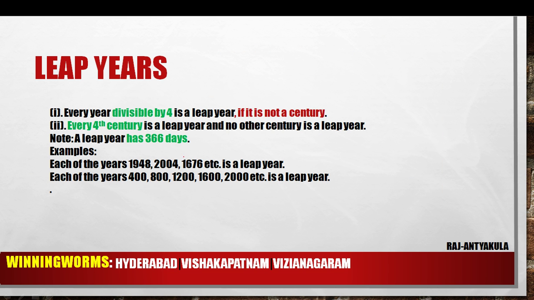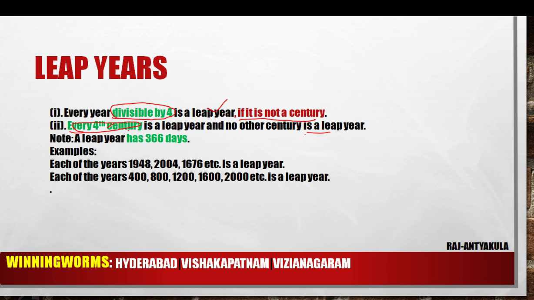See friends, what is leap year? Every year divisible by 4 is a leap year if it is not a century year. For a century year to be a leap year, it must be divisible by 400. Means every 4th century is a leap year and no other century is a leap year.